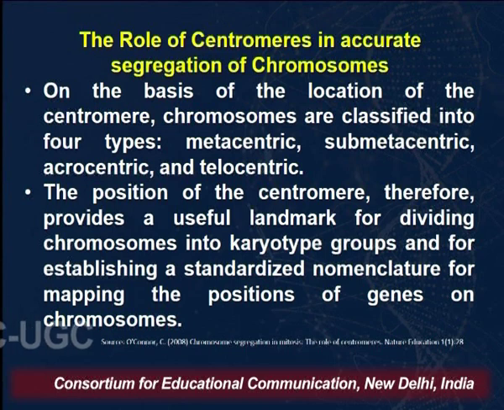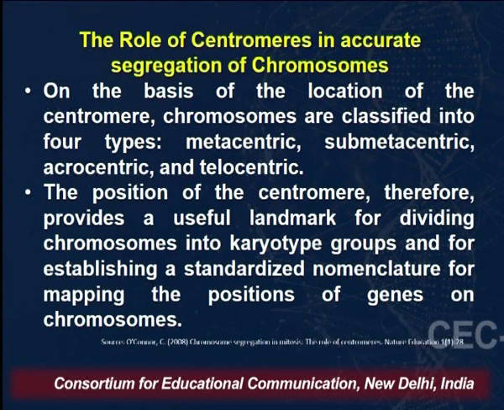Now, on the basis of the centromere, chromosomes have been classified into 4 major types. The first one is called metacentric, next comes submetacentric, the third one is called acrocentric, and the fourth one is called telocentric chromosomes.